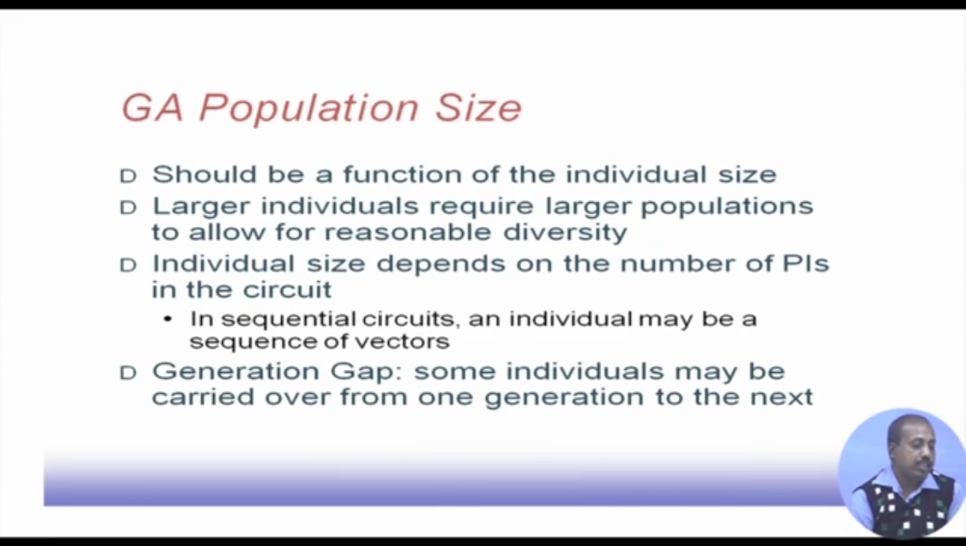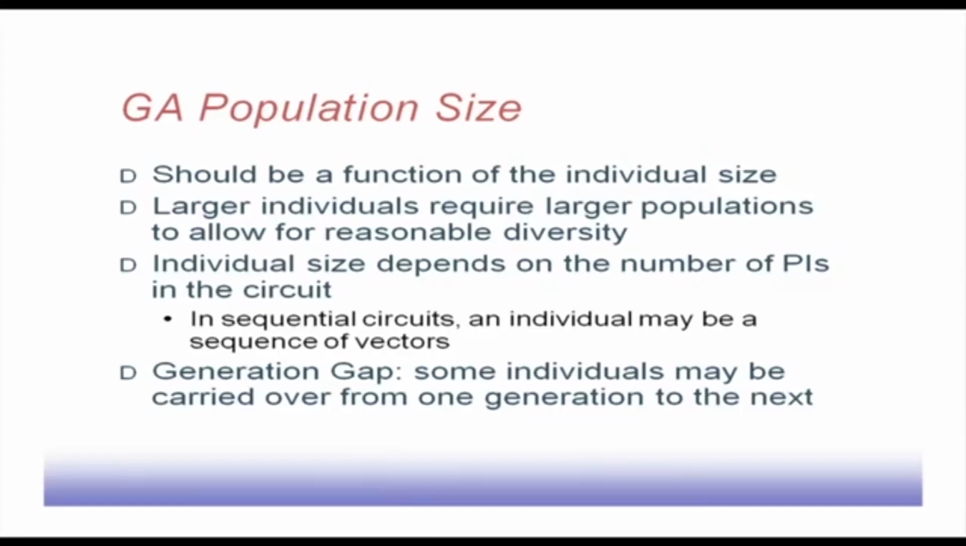For sequential circuits, an individual may be a sequence of vectors, because in sequential circuits we need to apply the test patterns in a sequence. The first pattern will put the flip flops in some proper state, and the second pattern will do the actual testing. So we need to have some sequence of vectors. So the individual that we are talking about is basically a sequence of vectors.